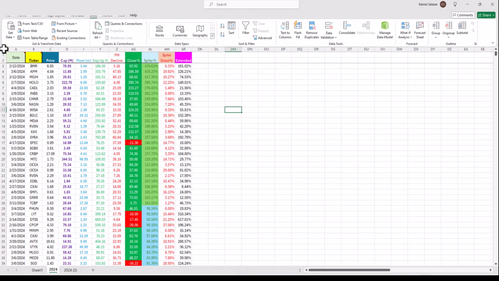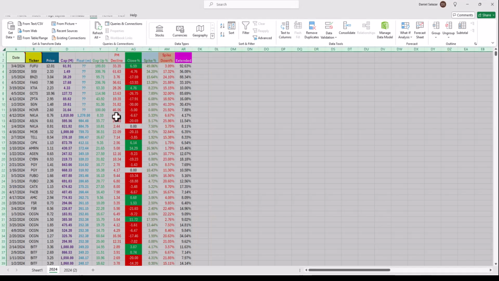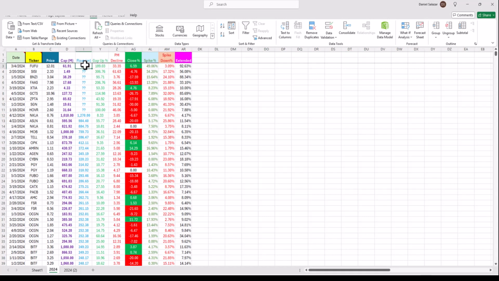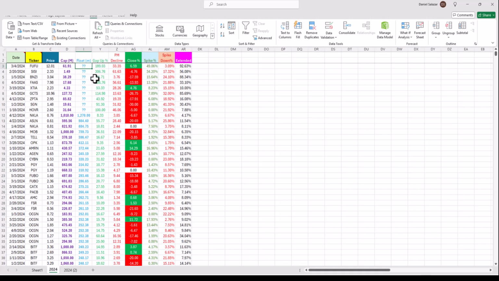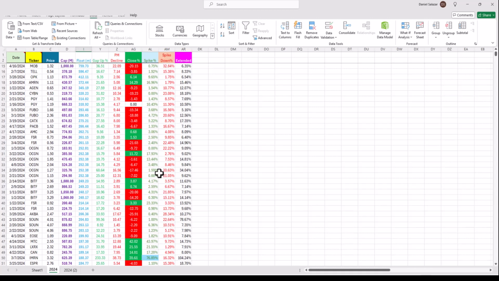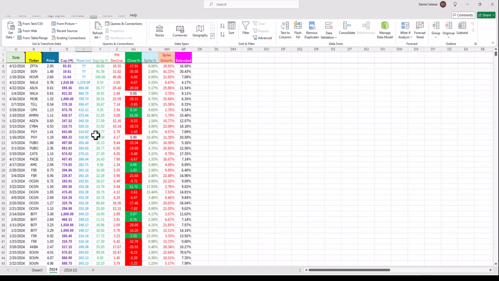Now I'm going to sort it by float. If you can see here, these I don't have floats. These are mostly IPOs. The company just started, they just IPO'd, and they don't have a float. Or sometimes, on rare cases, the scanner that I use doesn't show a float, but the majority of them do.